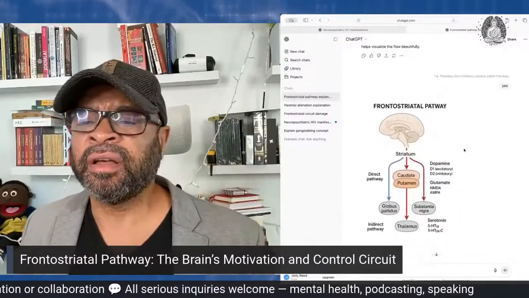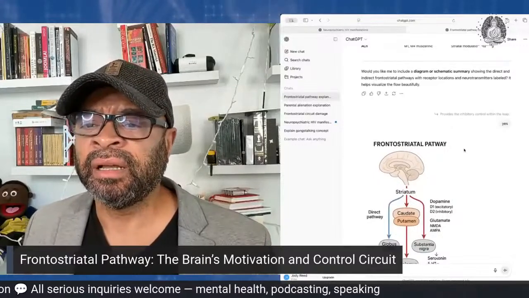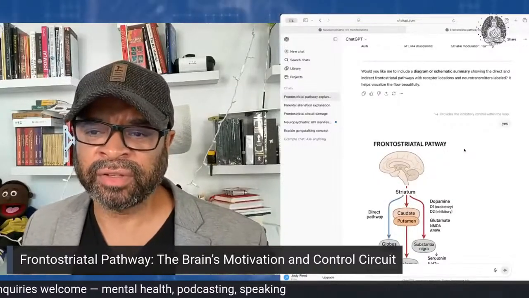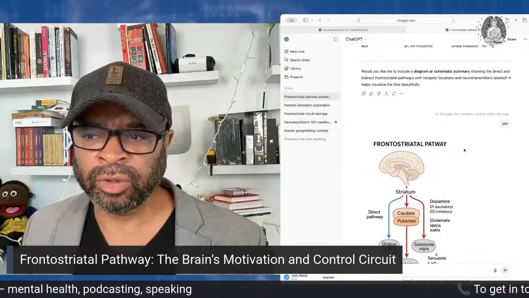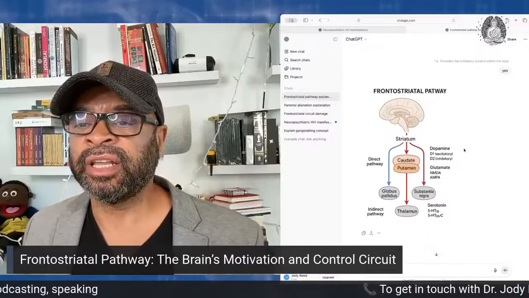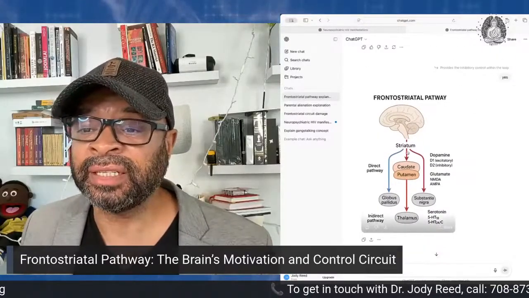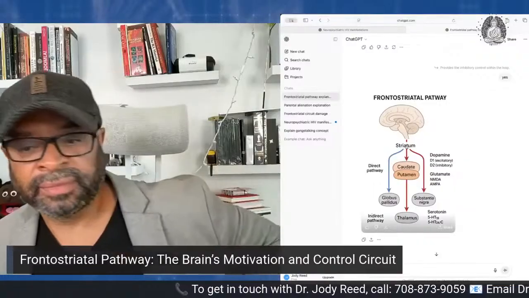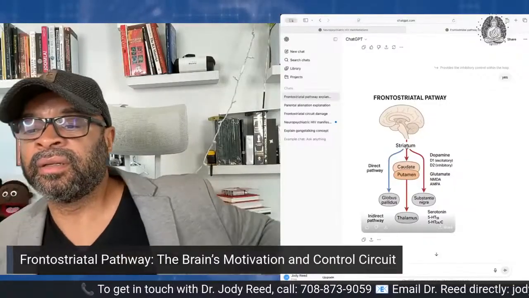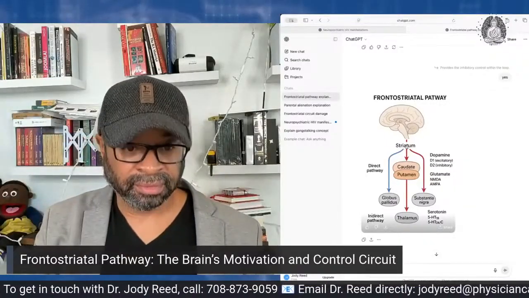So here, this is a diagram of the direct and the indirect frontostriatal pathways with the receptor locations and the neurotransmitters labeled. Okay, first time I've seen this. Okay, hold on a second.